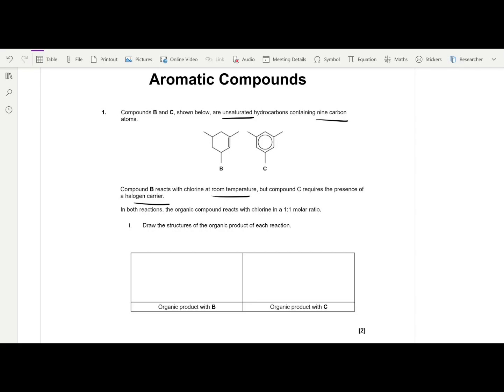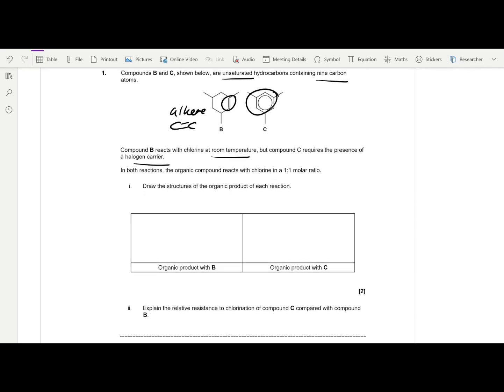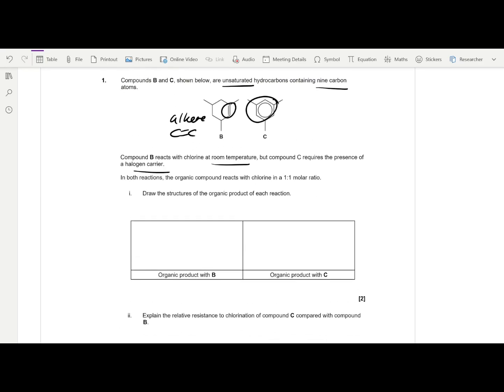We want to circle our functional groups in our molecules. In compound B, we've got an alkene functional group, characterized by the carbon-carbon double bond. And in compound C, we've got a benzene functional group, characterized by that circle, and we know what a benzene group looks like. It also says that the organic compounds in both reactions react with chlorine in a 1:1 molar ratio. This is most important for compound C because we know there's not going to be multi-substitution, it's just going to be a single mono-substitution.